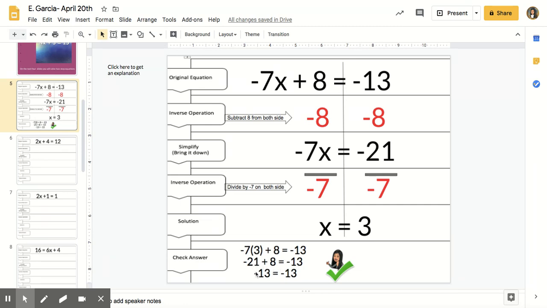And if we're at a negative 21 and we're adding 8, we're actually moving 8 units to the right on our number line, which gets us to that negative 13. So negative 13 is equal to negative 13. So that's how you know you have the right solution.